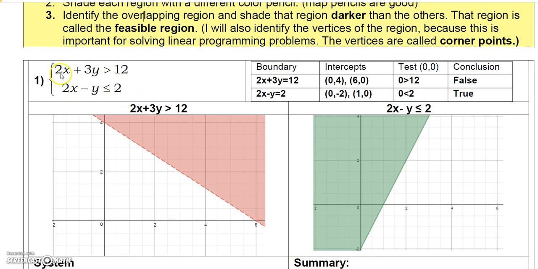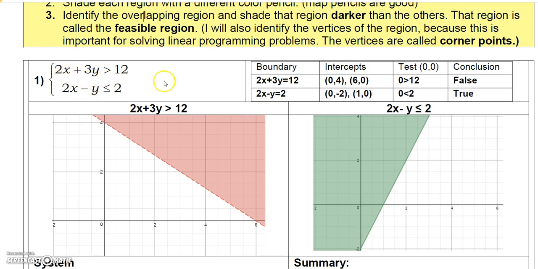So let's say I have the system 2x plus 3y is greater than 12 and 2x minus y is less than or equal to 2. Now I'm going to go ahead and graph these two inequalities on two separate grids, and then I'll show you what happens if you overlay them on top of one another on a third grid. Actually, if I did this, I wouldn't do it with two grids, I would do it all at once, but I think you might be able to follow it easier if I show you this way.